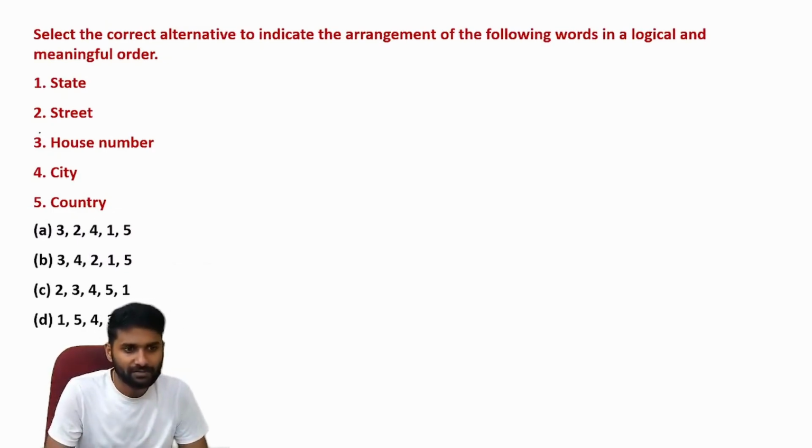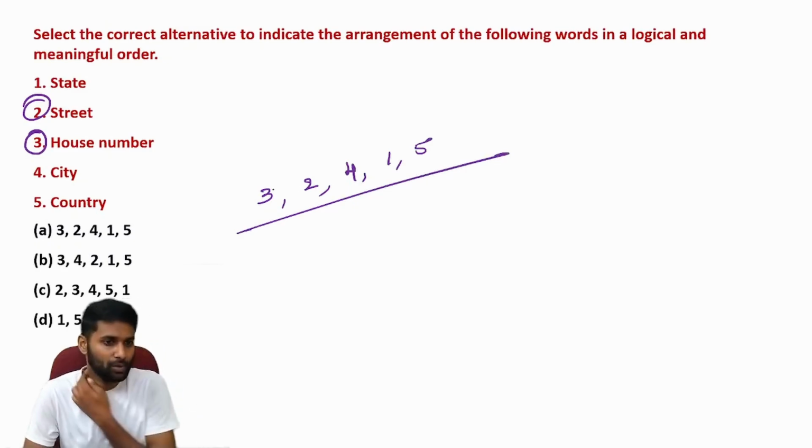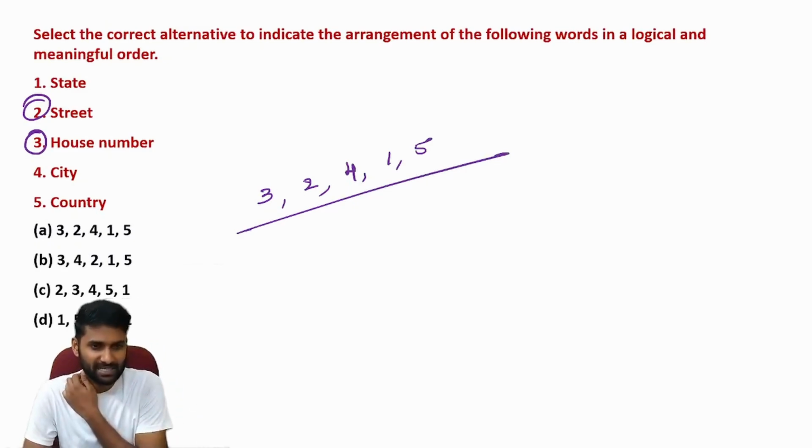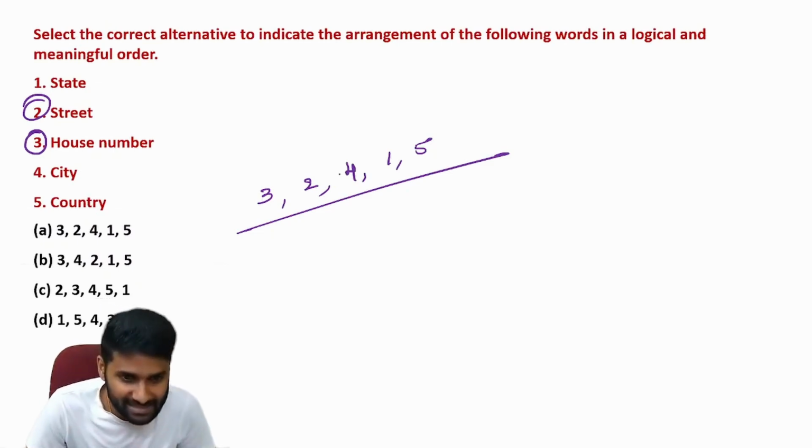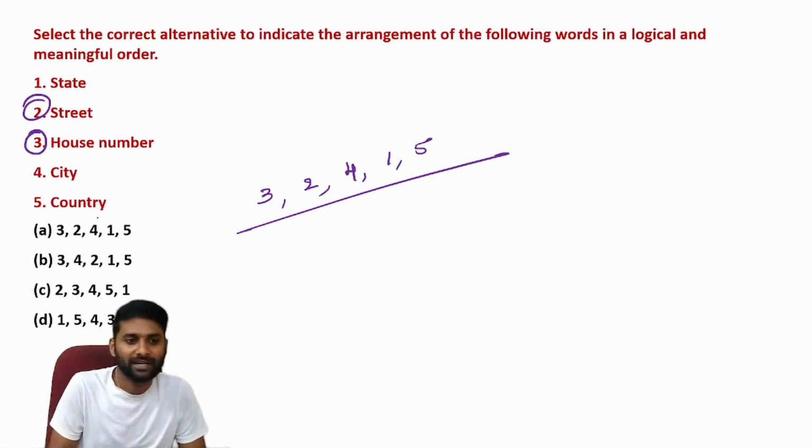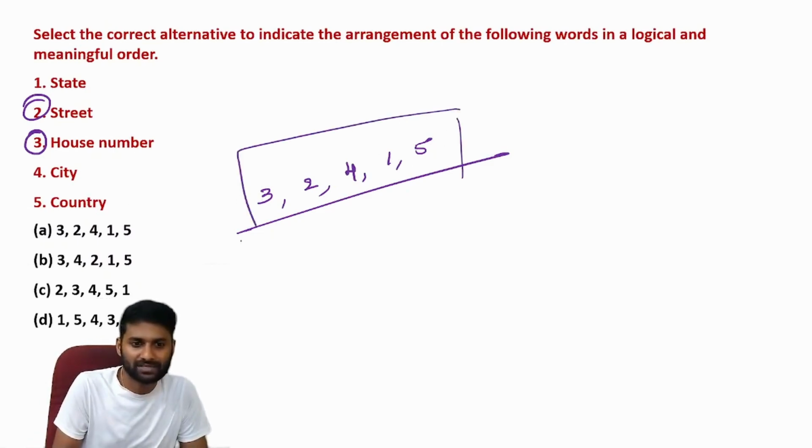Now see, first of all, it starts from house number, then street. Next one, it's a city. Sorry, it's a street, then city, then state. Finally, it is a part of country. See, house number is a part of street. Street is a part of city. City is a part of state. State is a part of country. So this is the logical sequence: 3, 2, 4, 1, 5. A is the suitable answer.